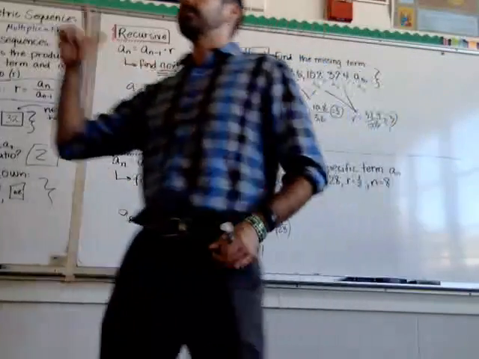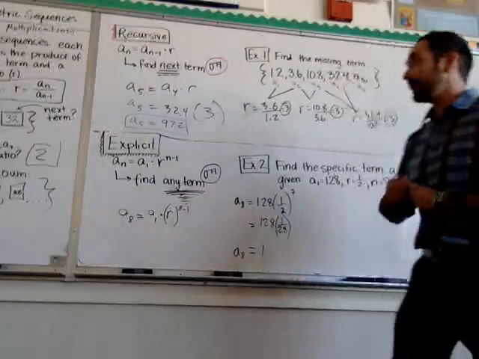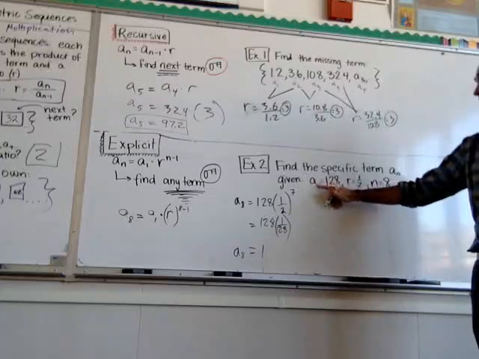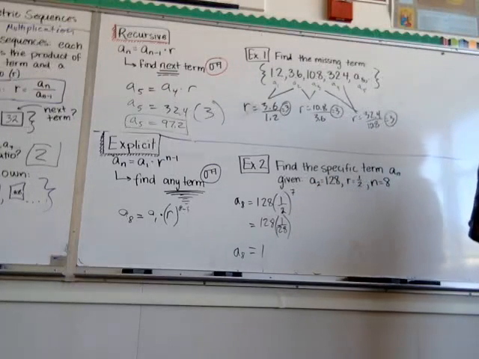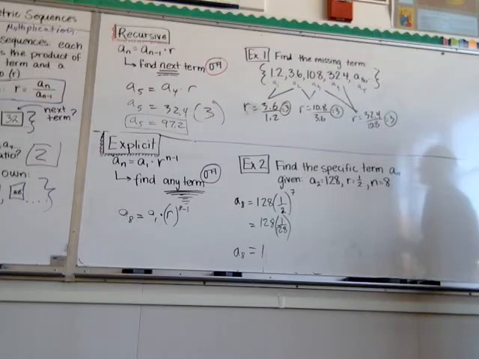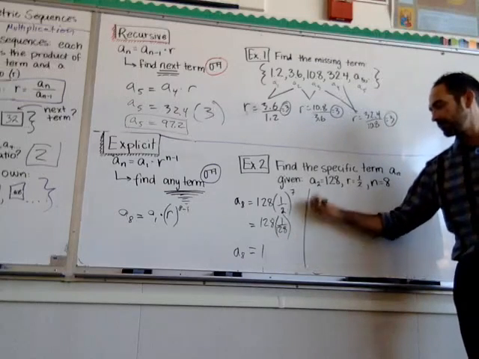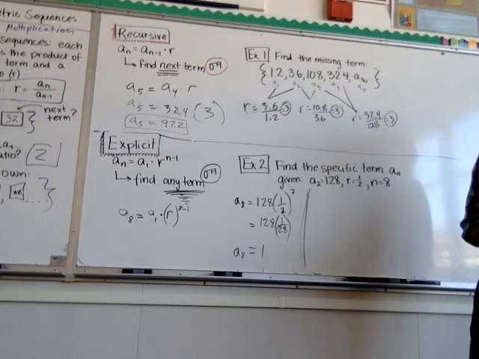Pretty good. All right. One other thing. What if instead of the first term, what if this was the second term? Think about it. How do I use the explicit formula if I needed the first term, but I'm given the second term? Gene.